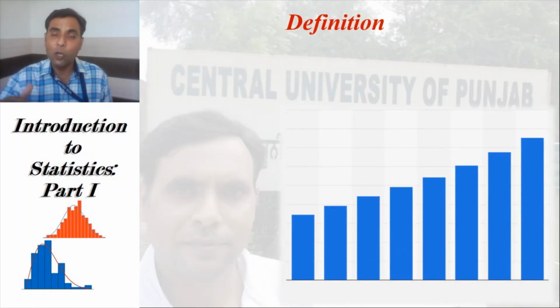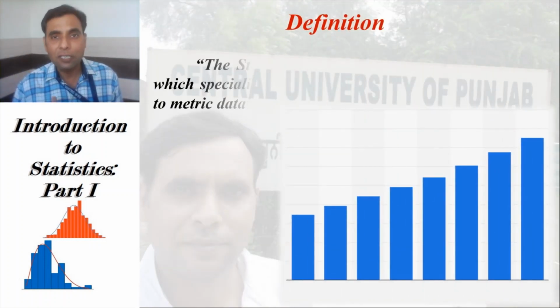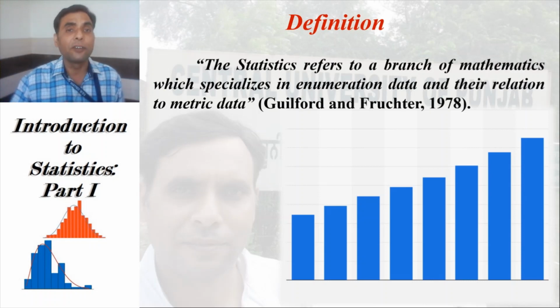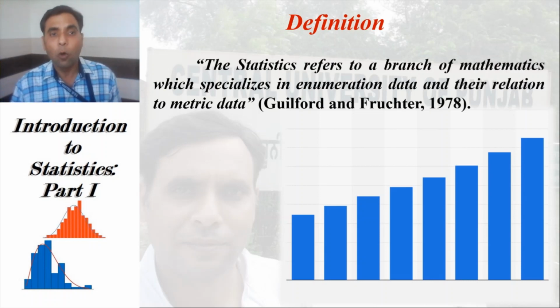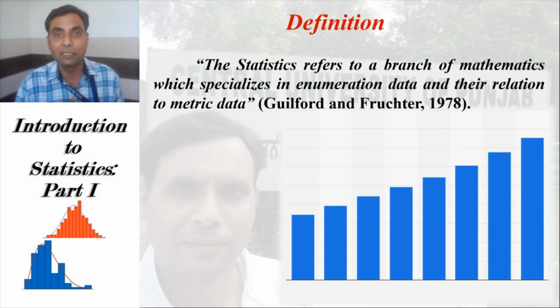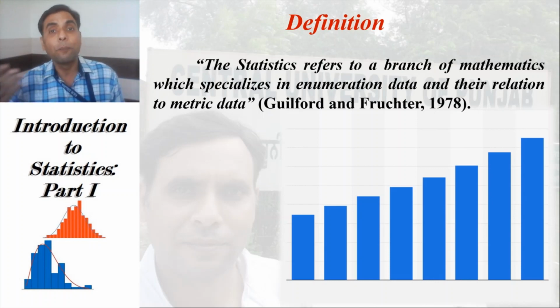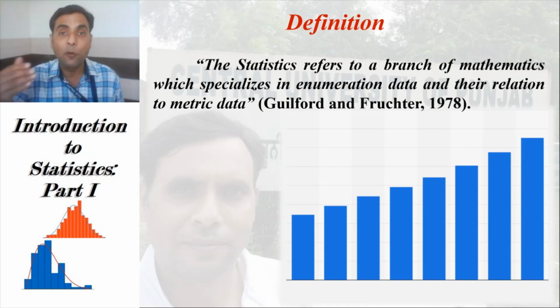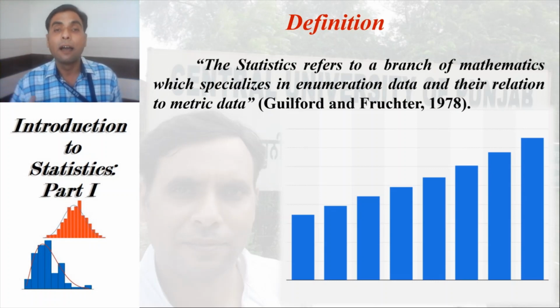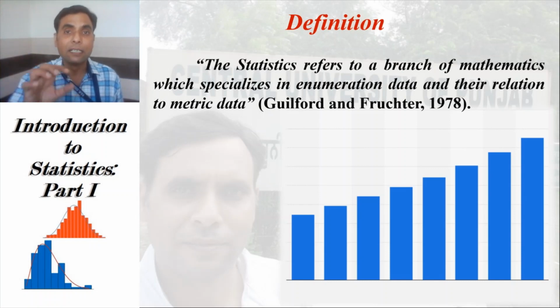Now let us define what is statistics. The first definition is that statistics refers to a branch of mathematics which specializes in enumeration data and their relation to metric data. There are 2 major functions given by Guilford and Fruchter: enumeration data and their relation to metric data. What is the data, how to enumerate the data, and how that enumerated data relates to the metric data. That is the basic purpose of statistics.